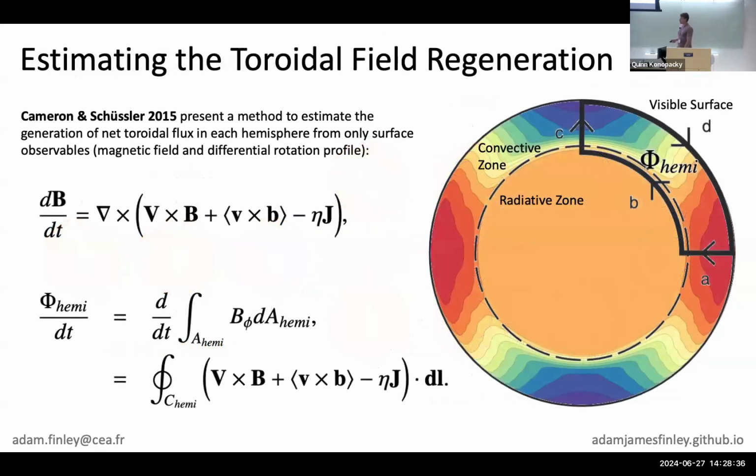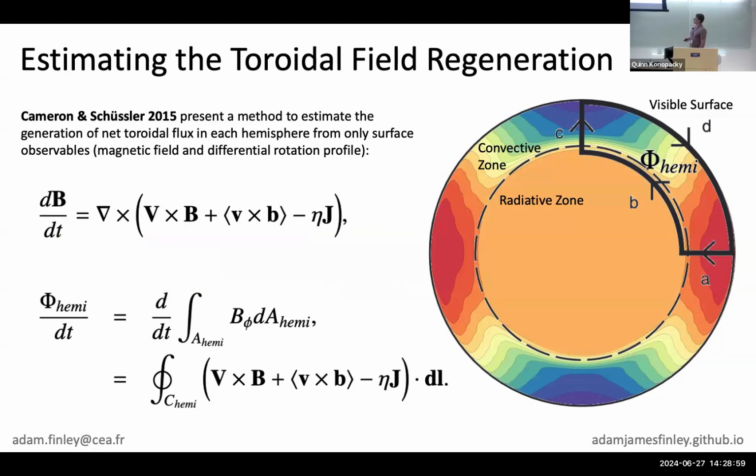So one method that was proposed by Robert Cameron and collaborators is quite a nice basic principles kind of thing, which is to say that consider that we want to evaluate the toroidal magnetic field in a given hemisphere of the sun. So we can pick the northern hemisphere here. Then just kind of like a first principles analytic calculation.